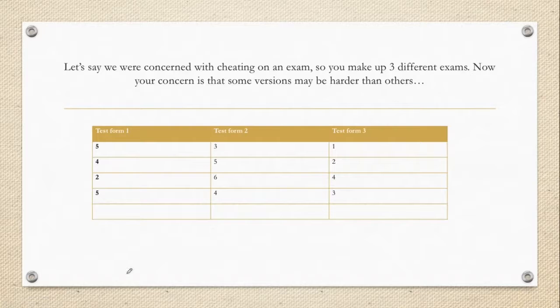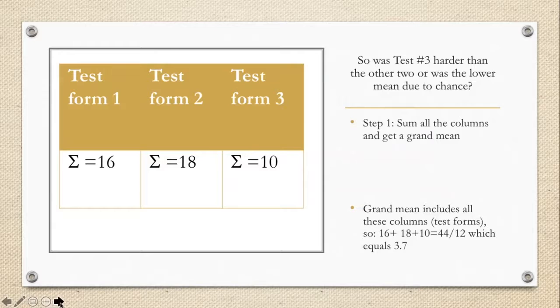All right, this sounds maybe like a lot, but we're going to walk through it in just a second. Let's say we're concerned with cheating on an exam. So we make up 3 different exams that cover the same material. So you get the following results, and what you find, just eyeballing it, is that the scores for test form 3 look not great, right? So you're trying to see whether or not test form 3 is systematically more difficult than the other 2. So your question here is, was test number 3 harder than the other 2, or is the lower mean associated with test form 3 due just to chance?